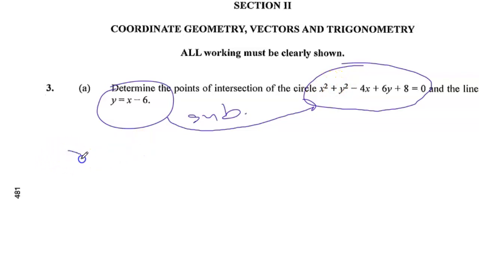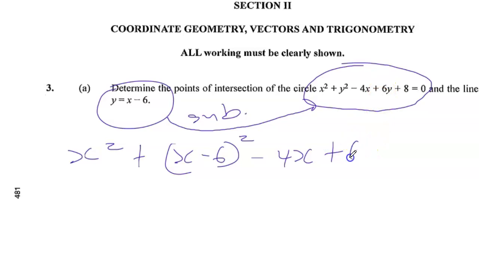So we have x squared, and of course we're replacing the y now with x minus 6. So y squared becomes (x minus 6) all squared, minus 4x, and 6y becomes 6 times (x minus 6), plus 8 equal to 0. So we'll try and expand the bracket now and simplify. Let's expand the bracket.